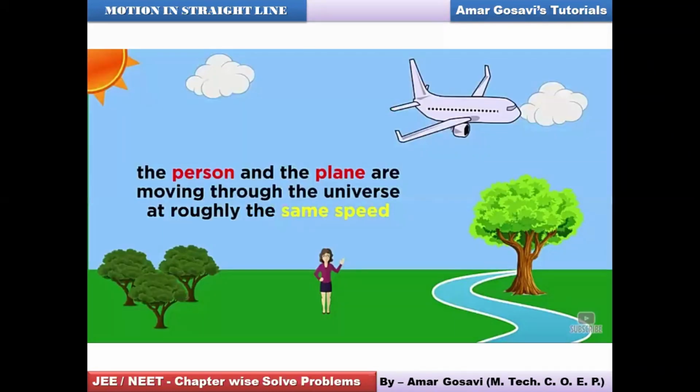So here in this picture, you can see the person and the plane are moving through the universe at roughly the same speed. What I mean to say is somebody is watching these two motions, the person and the plane, from the moon or Mars, you can say. For the person on Mars, the speed of the observer over here and the plane is the same. But for the observer on the Earth, the plane is moving with considerably larger speed. That's what I mean to say over here.